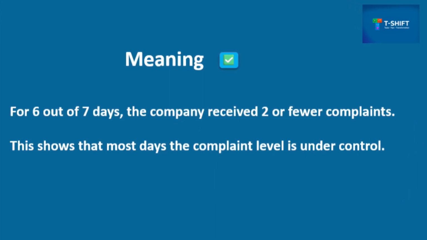This helps us understand the situation better. For example, when cumulative frequency is 6 at 2 complaints, it means for 6 out of 7 days, the company received 2 or fewer complaints. This shows that most days the complaint level is under control.